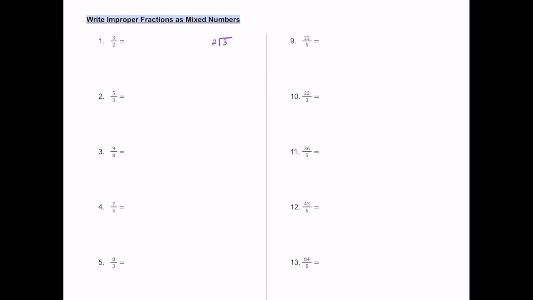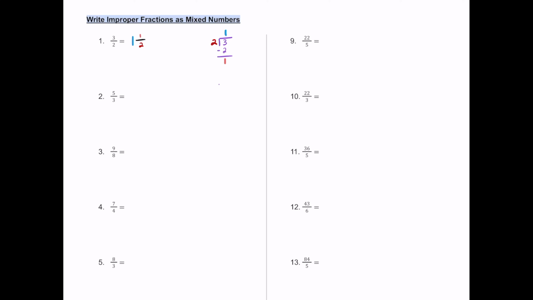2 is going to fit into 3 one time. 1 times 2 is 2, and you have a remainder of 1. So this whole number of 1 on top is going to be the whole number. The remainder of 1 is going to be in the fraction on top, in the numerator. And this 2 that we were dividing by is going to stay as a denominator. So 3/2 is the same thing as 1 1/2.